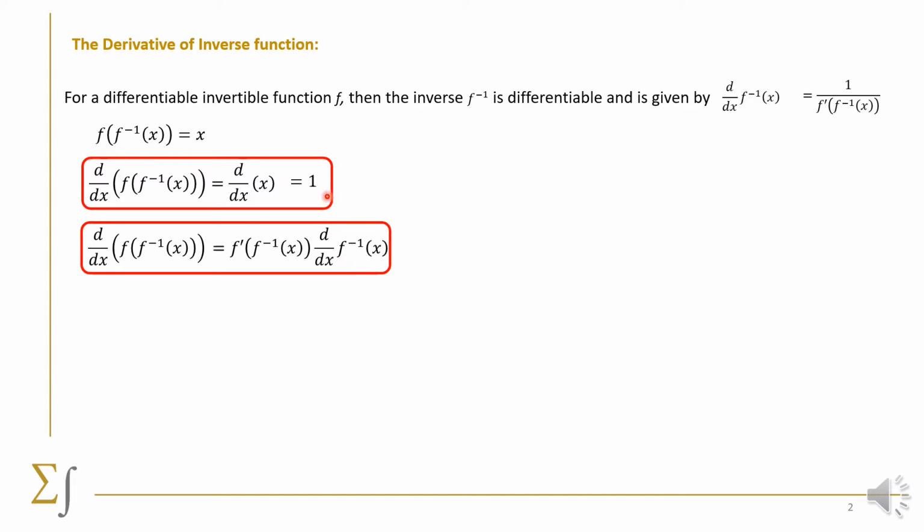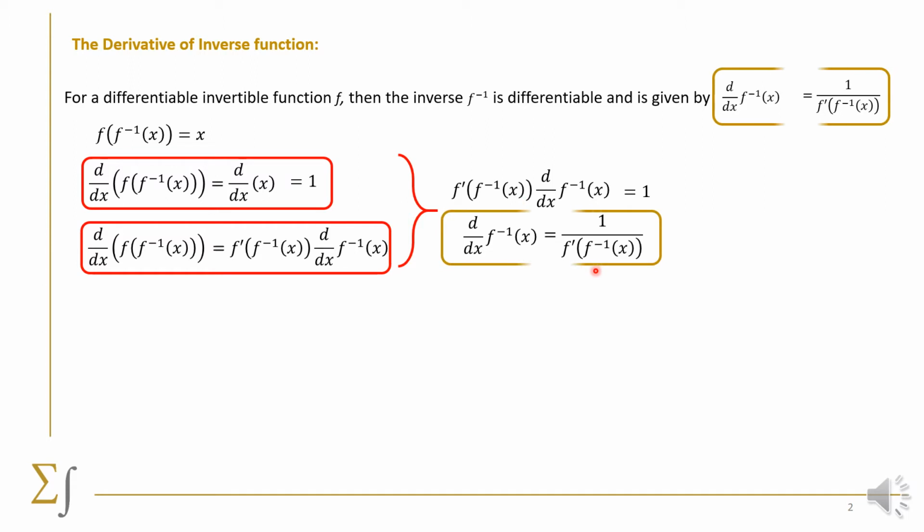So from these two equations, we can say that f prime of f minus 1 times d by dx of f minus 1 of x, which is the left-hand side here, is equal to the right-hand side here, which is 1. And accordingly, we can find d by dx of f minus 1 of x to be equal to 1 over f prime of f minus 1 of x. Now, this is the result we were looking for at the very beginning.